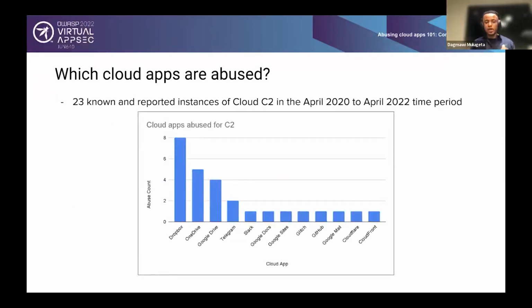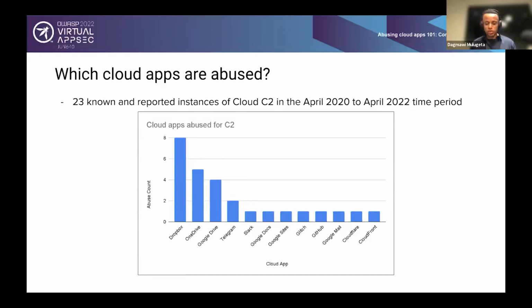So in the previous slide, we showed the instances of malware and the cloud applications they're abusing. What we wanted to show in this slide is how we can get some aggregate insights from these instances. So we looked at our 23 known and reported instances of cloud command and control over a 2-year period from April 2020 to April 2022. And these are just known and reported instances, right? So there's likely a lot more that are not known or have not been reported.